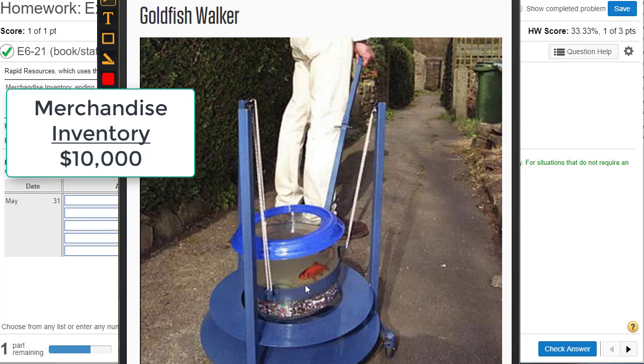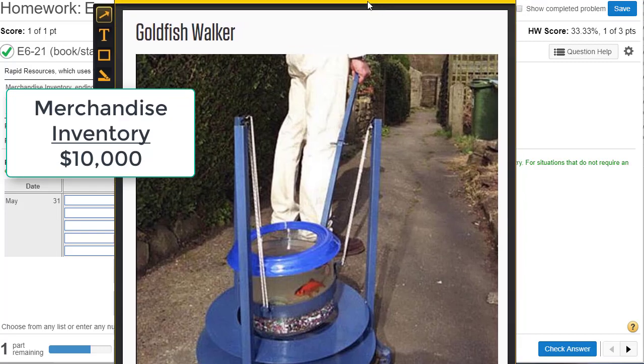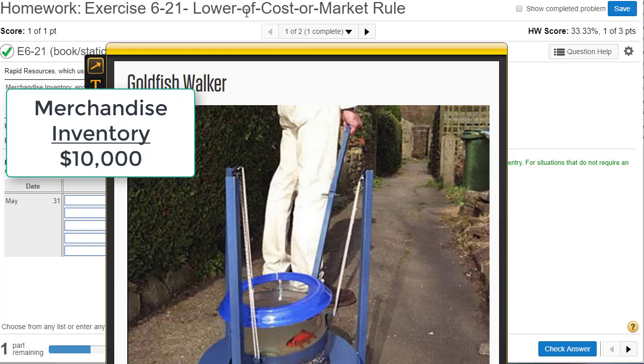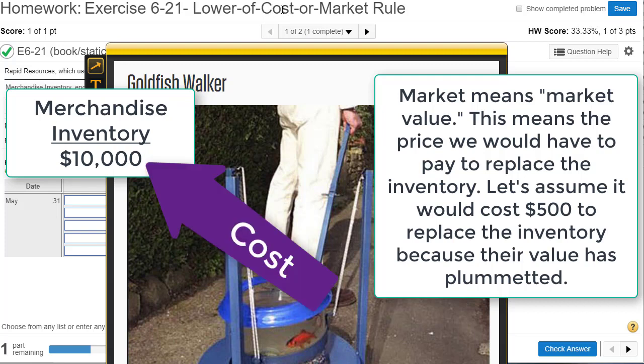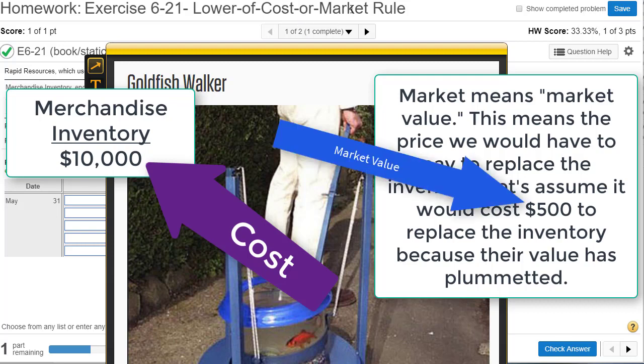Now, is that a valid number? Do we really have $10,000 worth of inventory on our books if we can't sell a single one? No. So that's where this rule comes in, the lower of cost or market rule. Now, this applies to inventory. What this means is at the end of the period, you have to show your inventory at the lower of the inventory's cost, which in this example is $10,000, or the market value, whichever is lower.